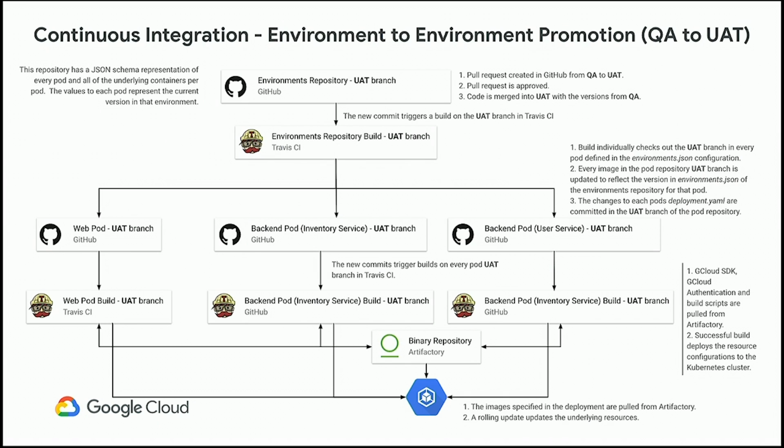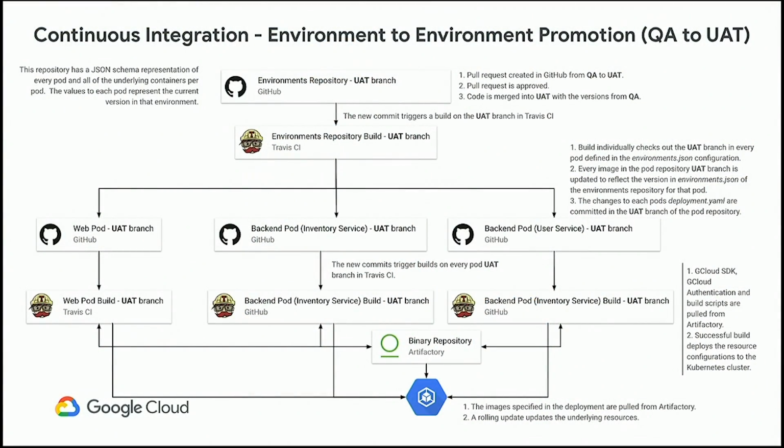All right, so this is the in-depth process around how we do the continuous integration for environment-to-environment promotion. So when we want to take all of these services from one environment to the next, being promoted from, in this instance, QA to UAT, this is that workflow. In order for this workflow to work, we have a separate environments repository that stores the status of each particular environment, again, using that branch segregation methodology. So it has a JSON schema representing each pod, as well as the underlying containers of that pod. That represents the current version of that pod in that environment.